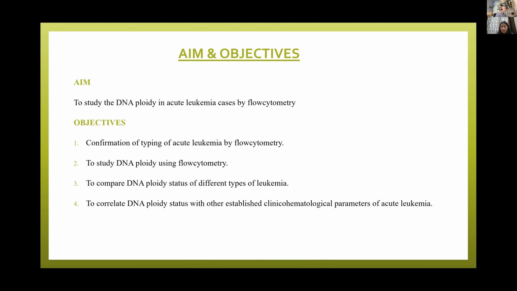Now, in my research work, the aim was to study the DNA ploidy in acute leukemia cases by flow cytometry. The objectives were, first, confirmation of typing of leukemia by flow cytometry. Second, to study the DNA ploidy using flow cytometry. Third, to compare the DNA ploidy status with different types of leukemia. And fourth, to correlate DNA ploidy status with other established clinico-hematological parameters of acute leukemia.